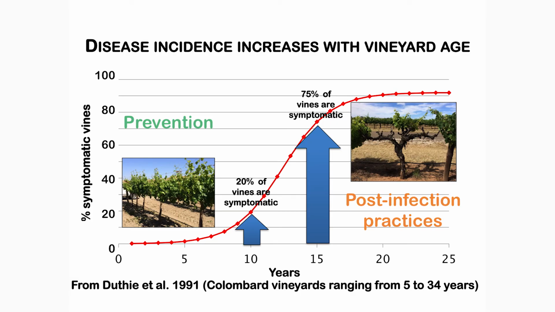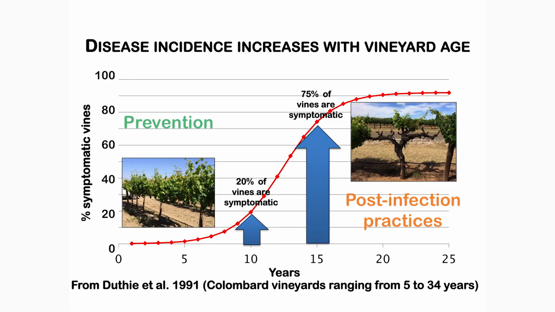A study that was done in the late 80s and early 90s on a cultivar that was once planted widely, Carignane, which is very susceptible to the dieback type trunk diseases, showed a very steep increase between year 10 and year 15 in the percentage of vines in the vineyard that had symptoms, whether it was a dead spur or a stunted shoot or a wood canker.